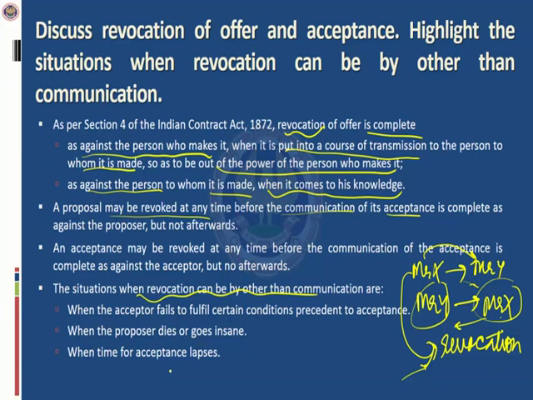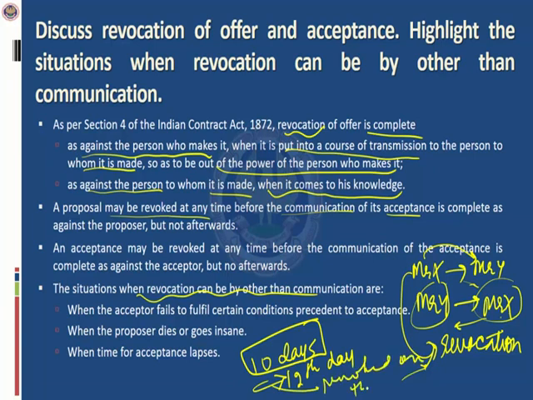When time for acceptance lapses, you had to reply within 10 days. You are replying on the 12th day. Since you had to reply within the given time frame of 10 days, the stipulated time period or the required or identified time period, and you did not reply by then, therefore the offer is automatically revoked on the 11th day. With this, we end up our first unit.